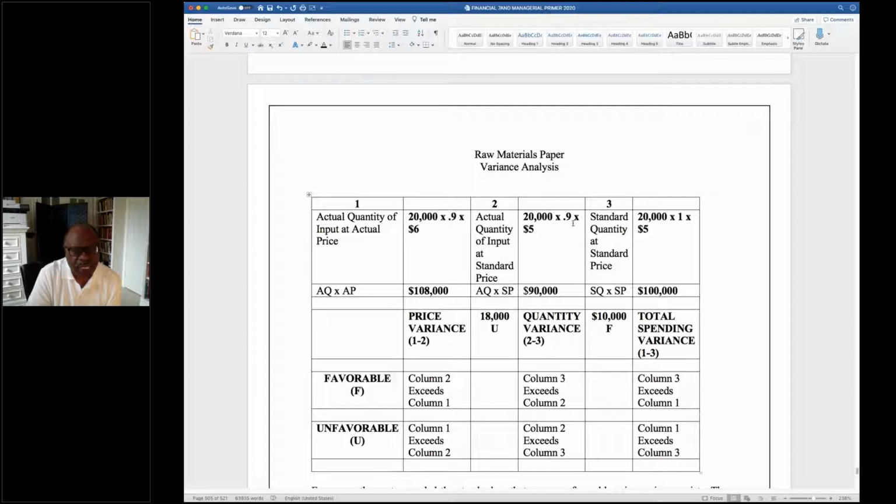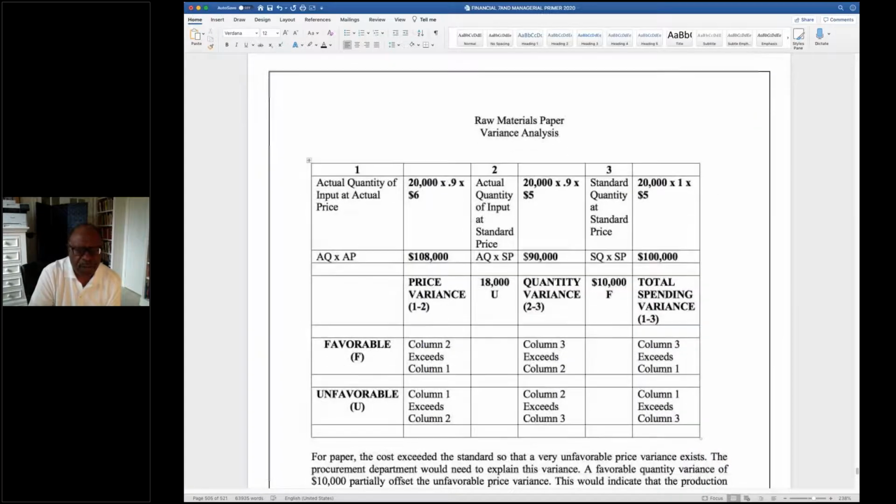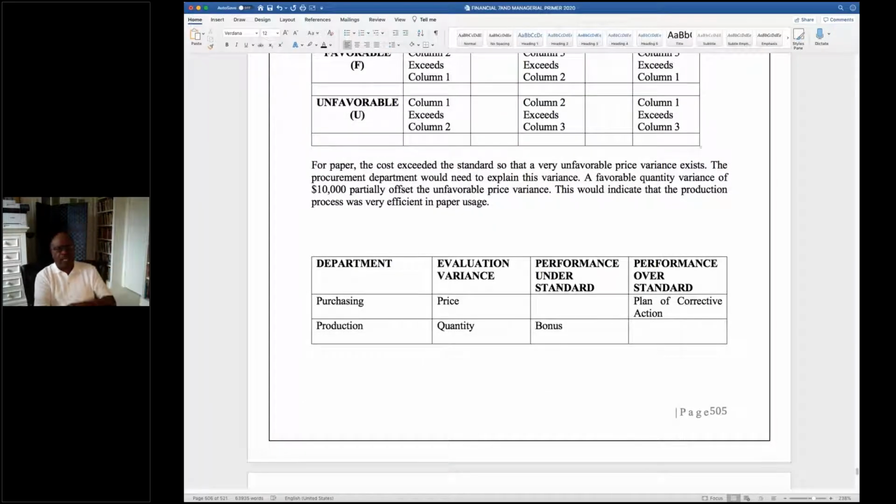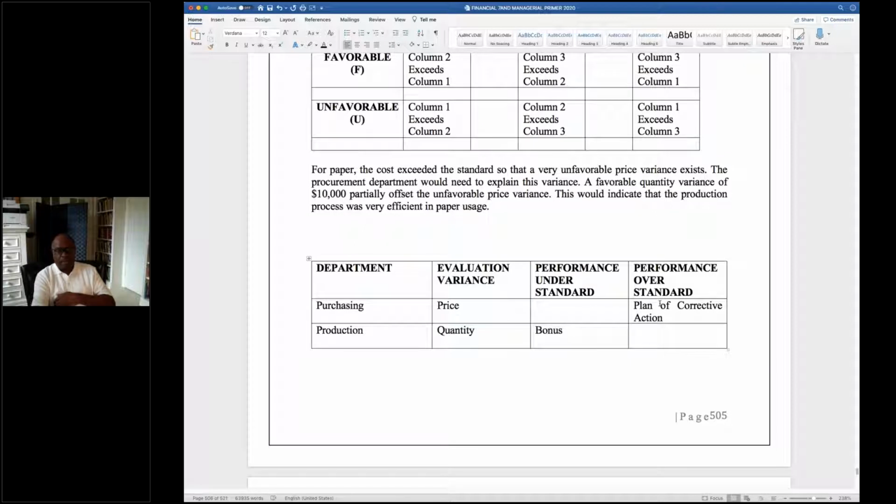On the usage side, we only used 9/10 of a ream as opposed to 1. So we had a favorable variance of 10,000, because we could have used a full ream, and we only used 9/10 of a ream. So that was a good thing. So we have a favorable production variance. So purchasing, they've got to get a plan of corrective action. They've got to get out there earlier, check a lot more sources. They've got to buy the paper at standard.